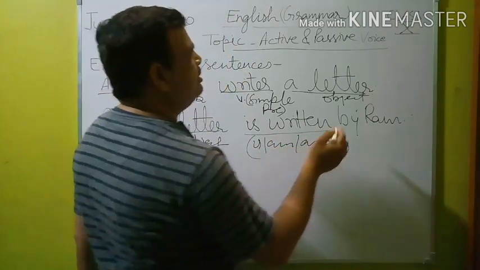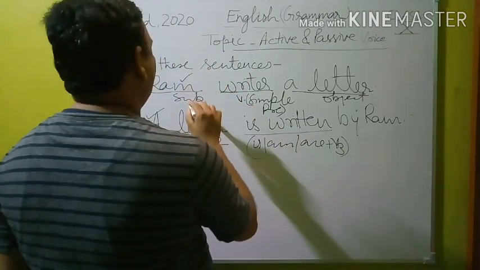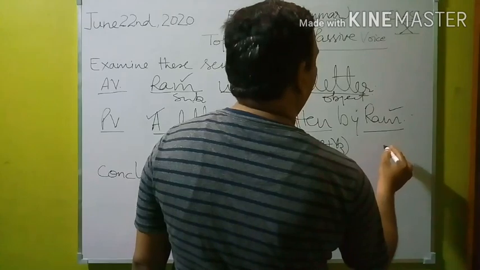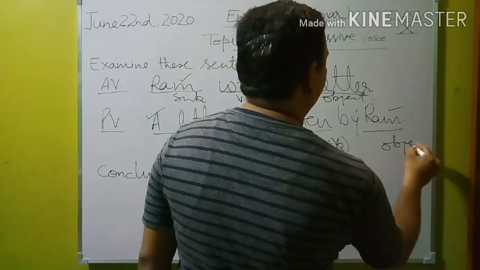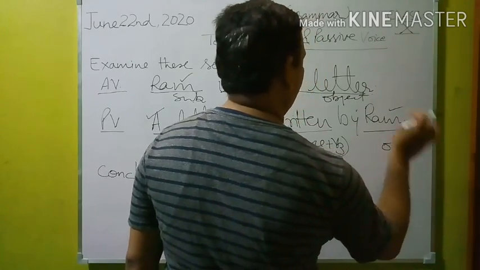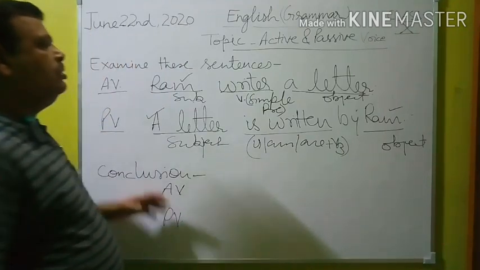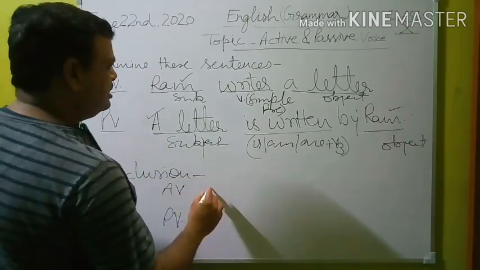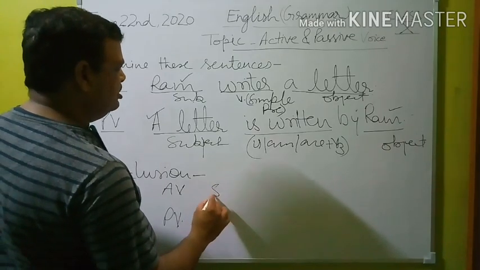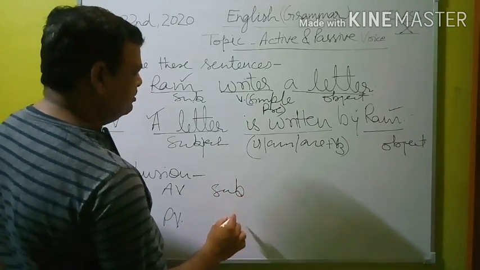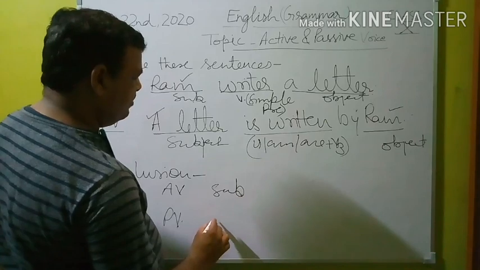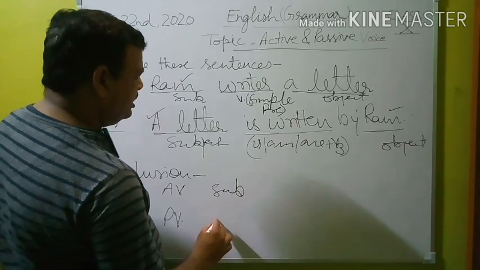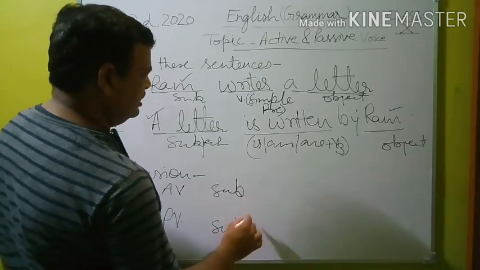And then subject of the active voice becomes the object in passive voice, and by is written before the new object in passive voice. So, what conclusion we draw here? That in active voice, we lay emphasis on the subject, and in passive voice, we lay emphasis on the object that becomes the subject here.